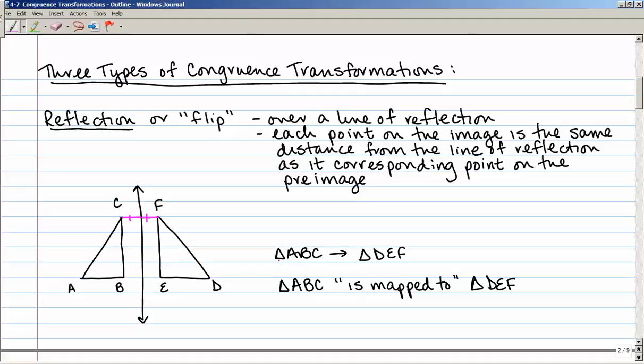We say that triangle ABC is mapped to triangle DEF. ABC is the pre-image, DEF is the image, and it's just been flipped over that line of reflection.